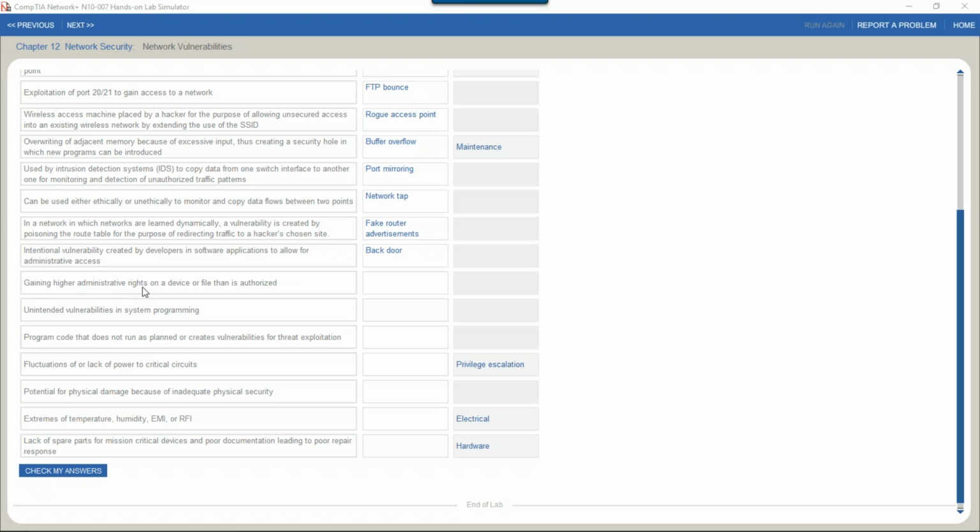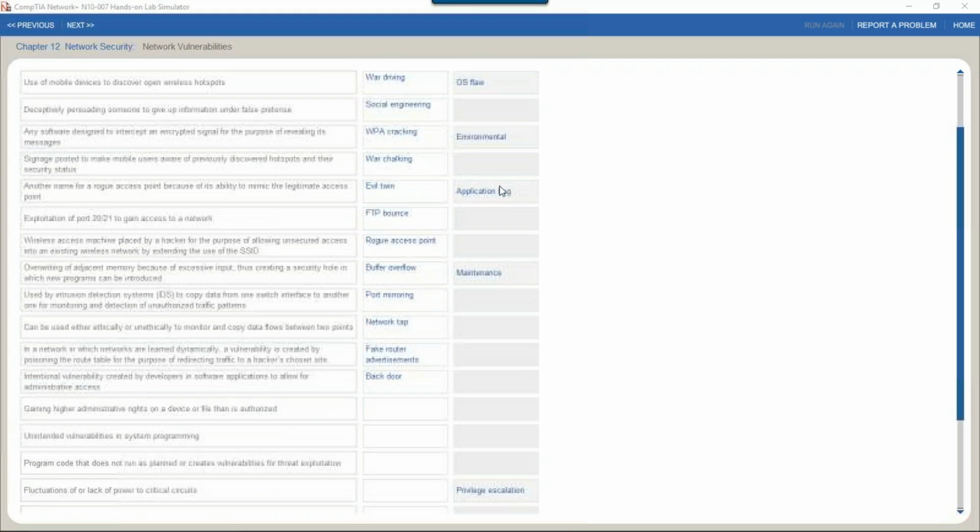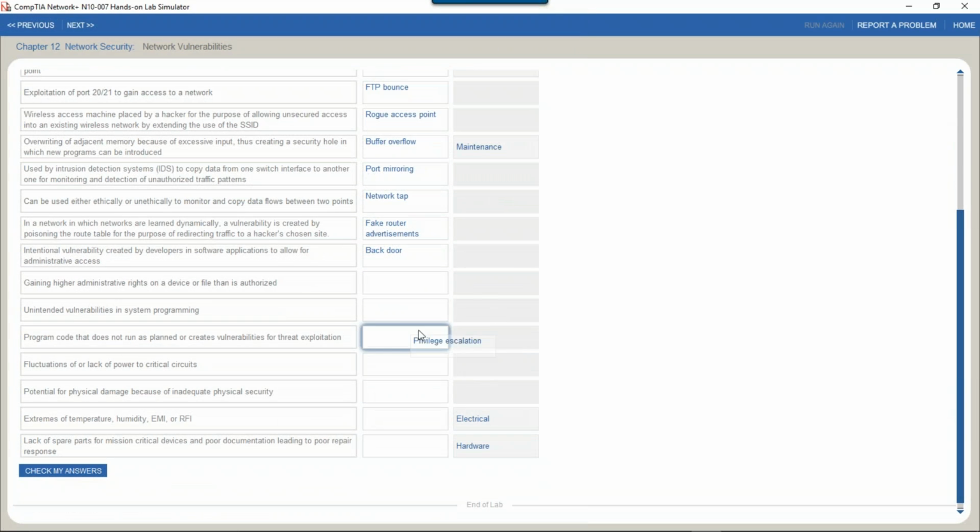So, gaining higher administrative rights on a device or file than is authorized. Which one would this be? Kelly's saying, okay, we got a couple. Yeah, this one's pretty easy. This is privilege escalation, because it's not going to be any of these others. So either you know this or you can eliminate the rest.